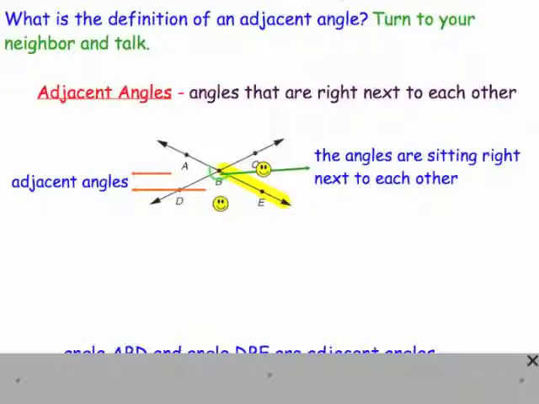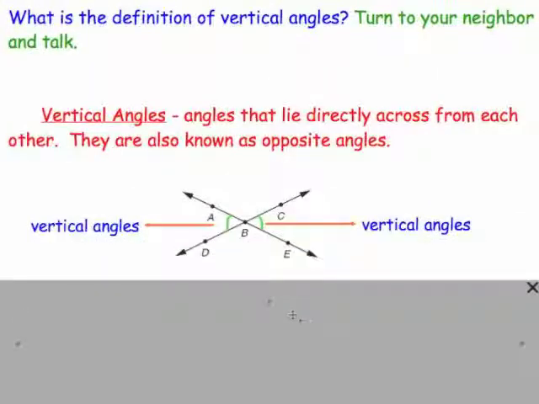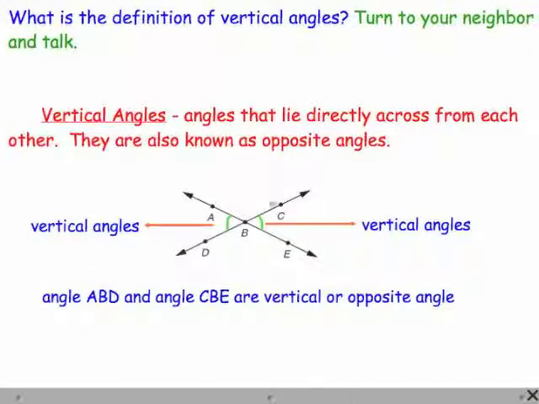You'll also notice that they do share a common line. So these adjacent angles share this line of their angles. The next type of angle we're going to talk about is vertical angles. Vertical angles we talked a little bit about yesterday. They are angles that lie directly across from each other. They're also known as opposite angles.